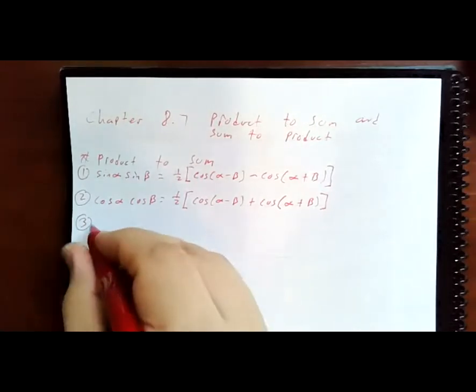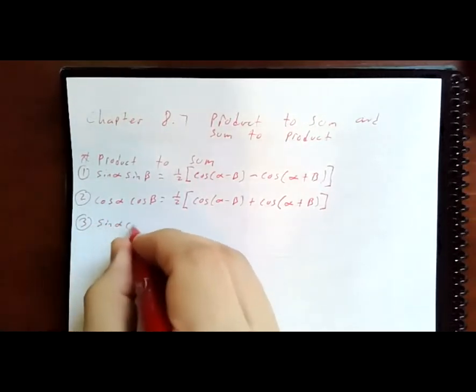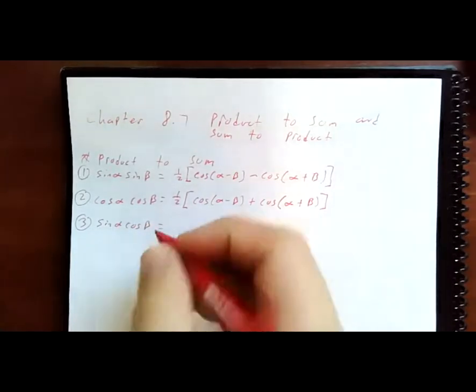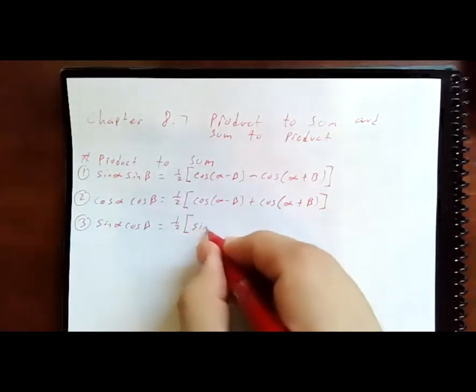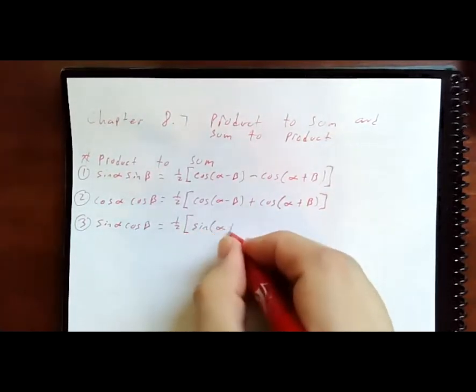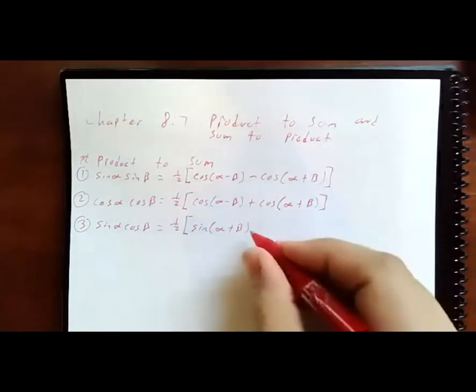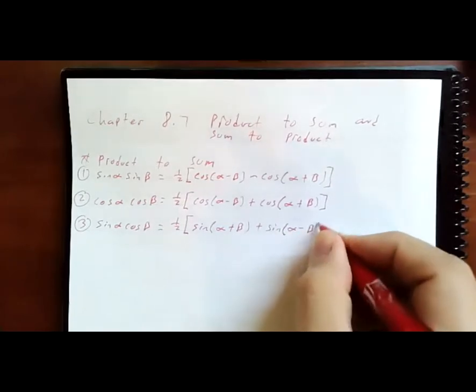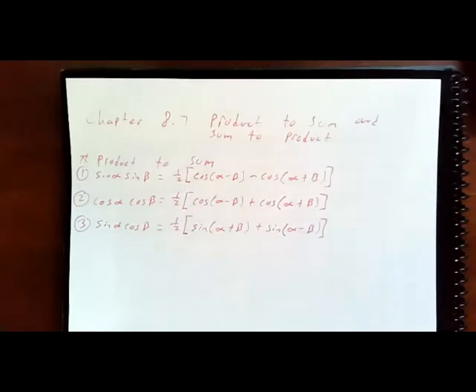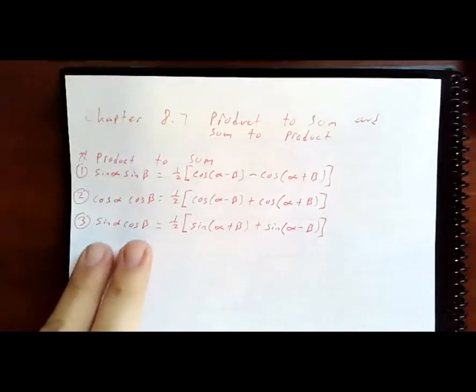Number 3. Sine alpha cosine beta is equal to 1/2 sine alpha plus beta plus sine alpha minus beta. So those are the 3 product to sum formulas. So either you have 2 sines or 2 cosines, or you have a combination of sine and cosine. If it's written the other way, cosine sine, that is the same thing as number 3. You just swap it, right?